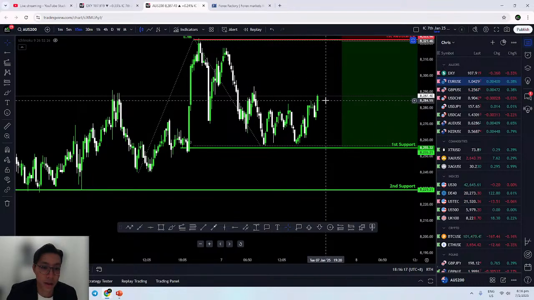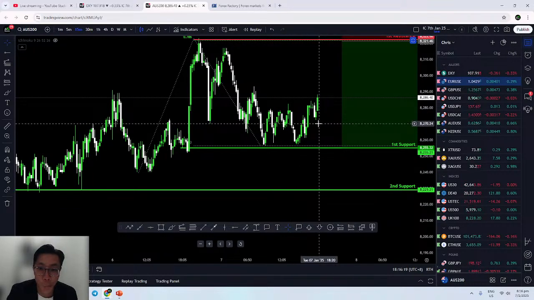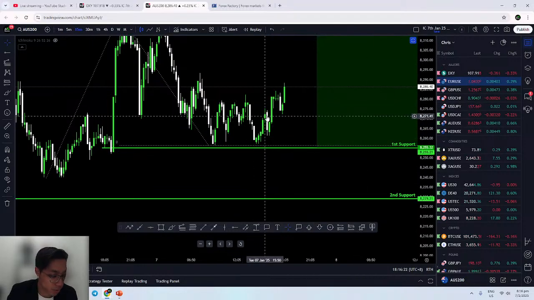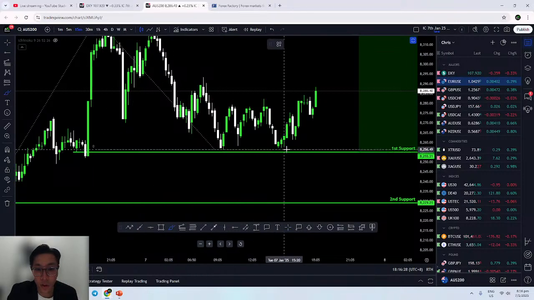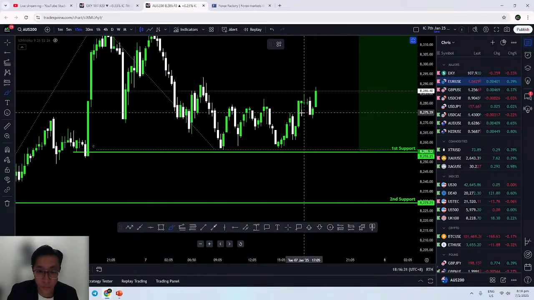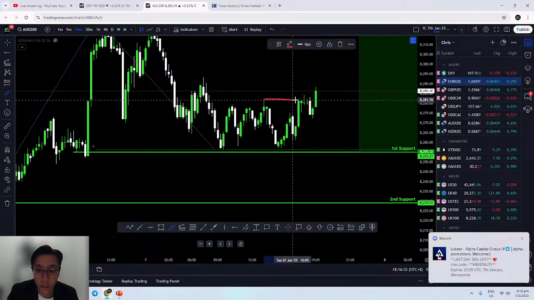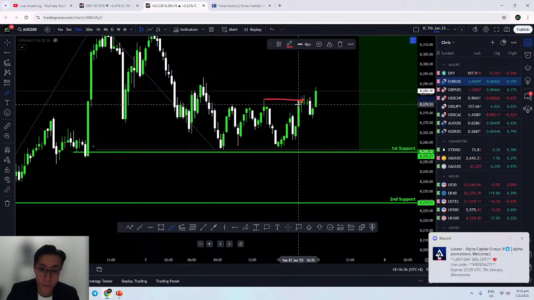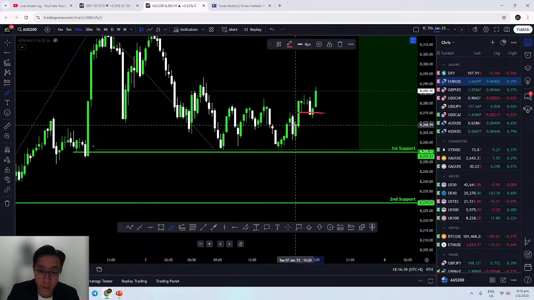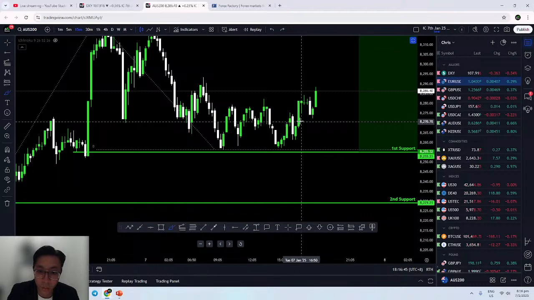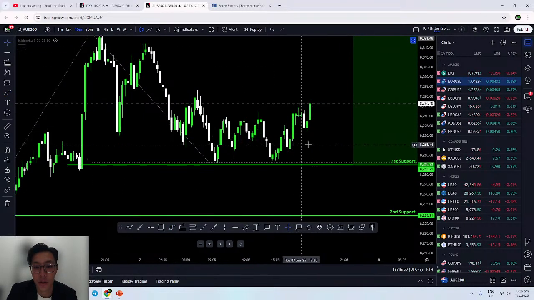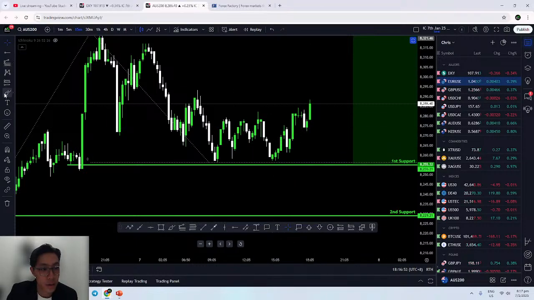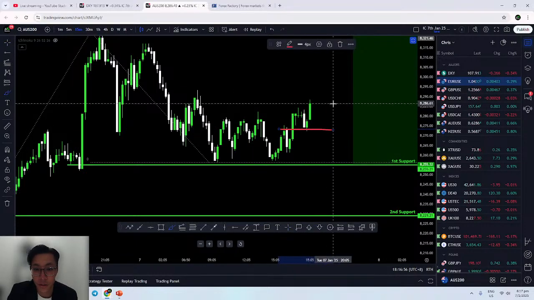This could have been such a nice entry. Price reacted to this level, and then to this support level. Market structure shift, we have the break here, and then price reacted to this FVG over here. Oh no, sorry, this is not an FVG. But what a nice reaction here, and then it just flies from there.